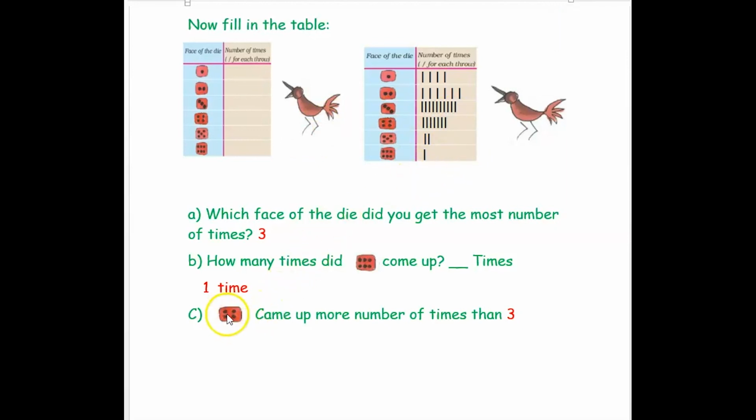Next question is, 4 came up more number of times than, let me see here, 4 is here. So 4 comes more number of times than 3, right? So 4 comes more number of times than, even we can write 5, we can write 6, okay? We can write 1, we can write 2. So 4 comes more number of times than any other numbers except 3.